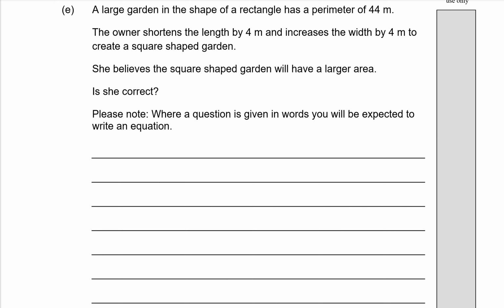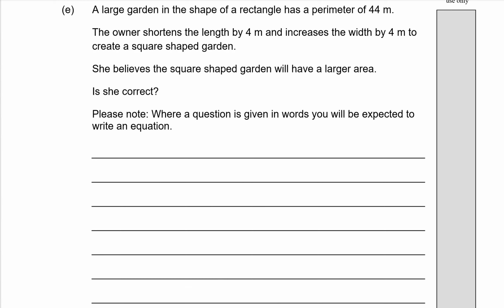Alright, question 2e. A large garden in the shape of a rectangle has a perimeter of 44 metres. The owner shortens the length by 4 and increases the width by 4 to create a square-shaped garden. She believes the square-shaped garden will have a larger area. Is she correct? Please note, where a question is given in words, you'll be expected to write an equation.